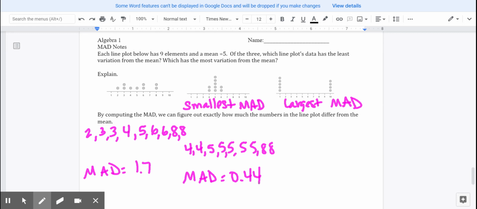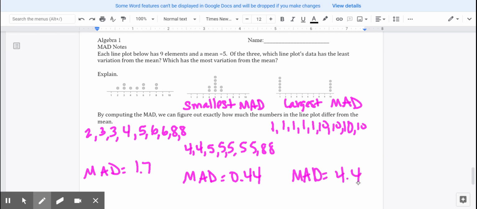Then we want to follow suit and do the exact same thing for the last data set. So we have 1, 1, 1, 1, 1, 10, 10, 10, and 10. Again, you know the mean is 5. You want to hit pause, find the mean absolute deviation. And you should have found that the MAD for this last one was 4.4.